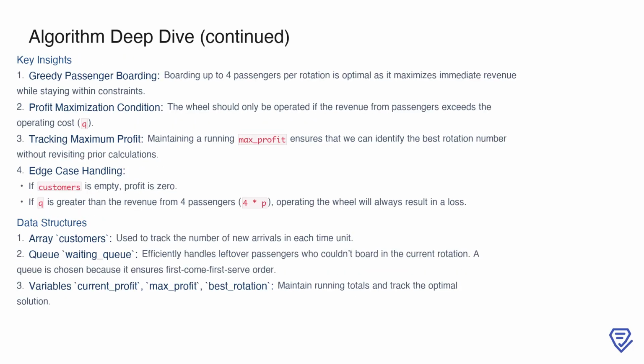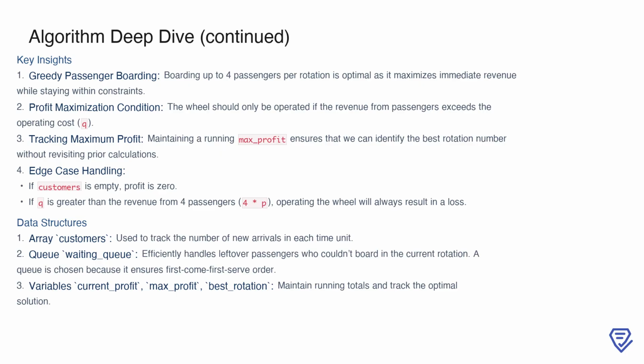Several key insights emerge from this approach. First, boarding up to 4 passengers per rotation is the most efficient strategy because it maximizes immediate revenue while adhering to the problem's constraints. Second, the wheel should only operate when the revenue from passengers exceeds the operational cost, ensuring no rotations result in a loss. To guarantee we don't overlook the optimal solution, we maintain a running max_profit and best_rotation, which allows us to identify the best outcome without revisiting prior calculations.